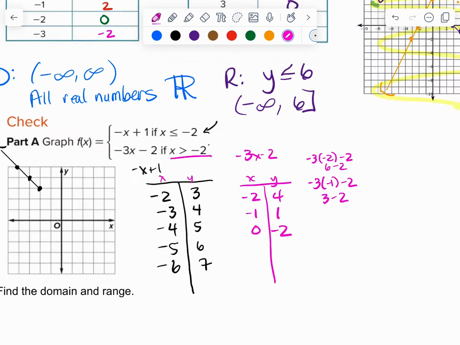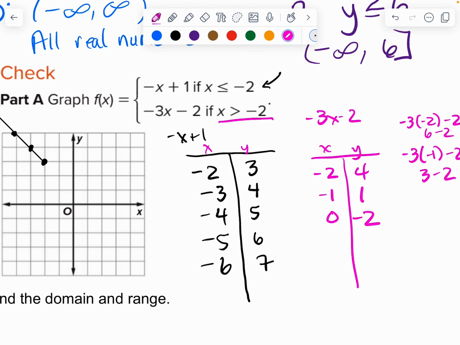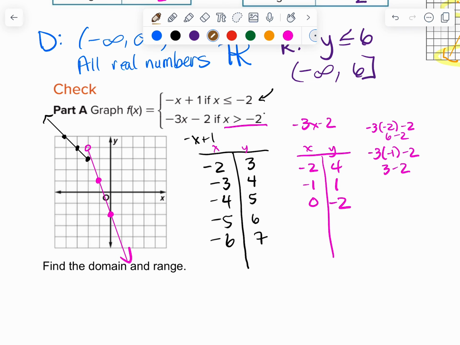That's all I really need is 3 points. So negative 2, 4. Then I have negative 1, 1. And 0, negative 2. And voila.